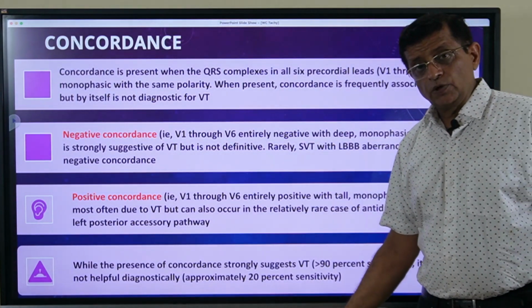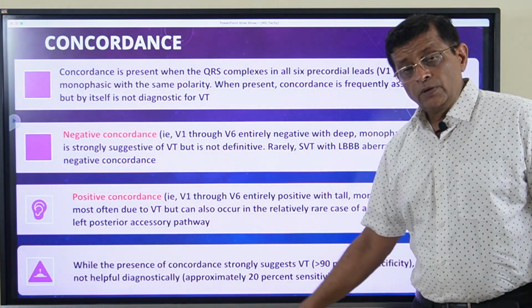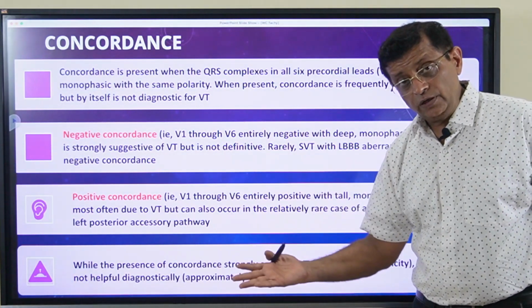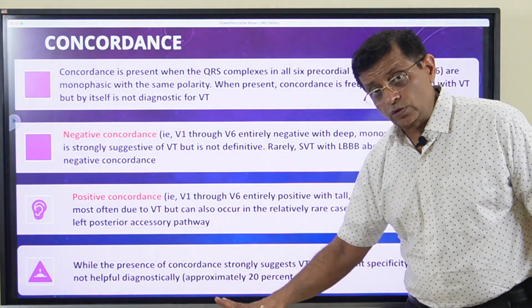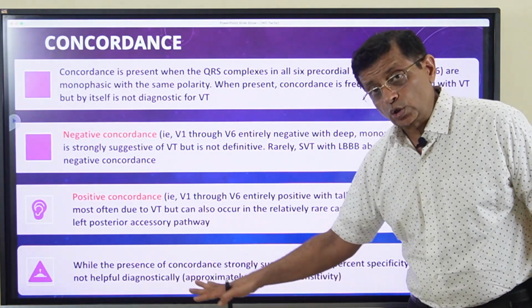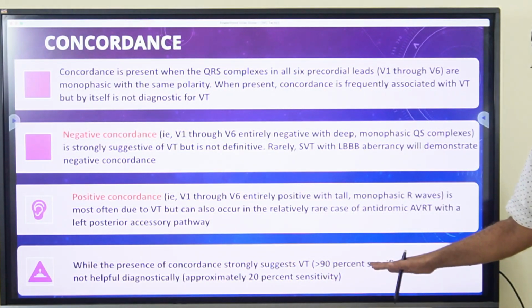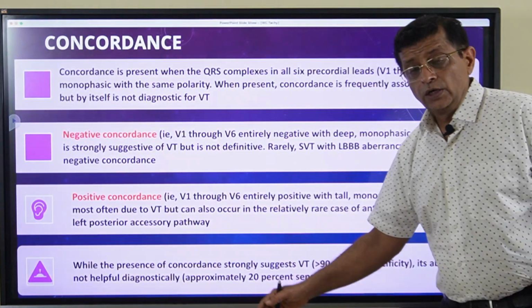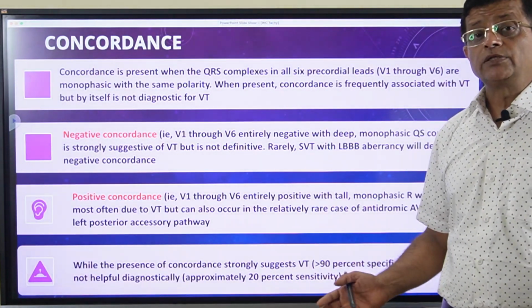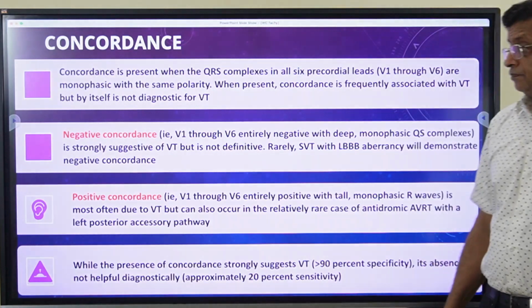Again, like I said about the QRS duration, positive concordance suggests VT, but if there is no positive concordance or no concordance, that does not mean that it is not VT. That does not rule out VT. So if there is no concordance, that does not mean this is not VT, right?